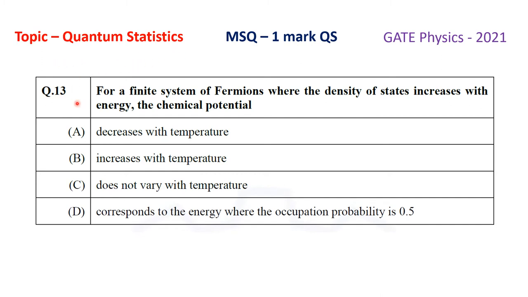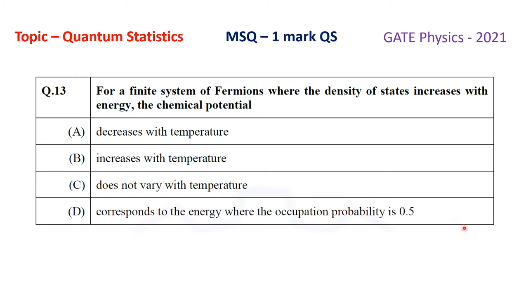The question is, for a finite system of fermions where the density of states increases with energy, the chemical potential, option A, decreases with temperature, option B, increases with temperature, option C, doesn't vary with temperature, and the last option, option D, corresponds to the energy where the occupation probability is 0.5. Now, as this is a multiple select type question, it is possible to have multiple options correct for this question.